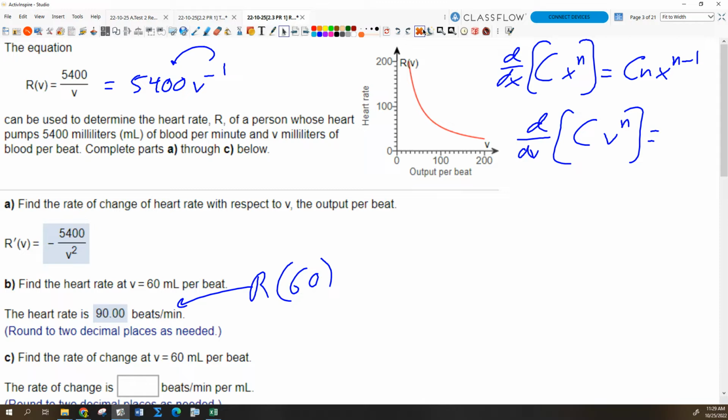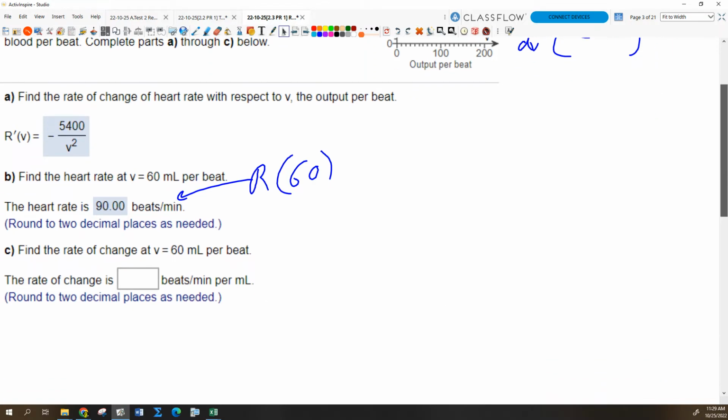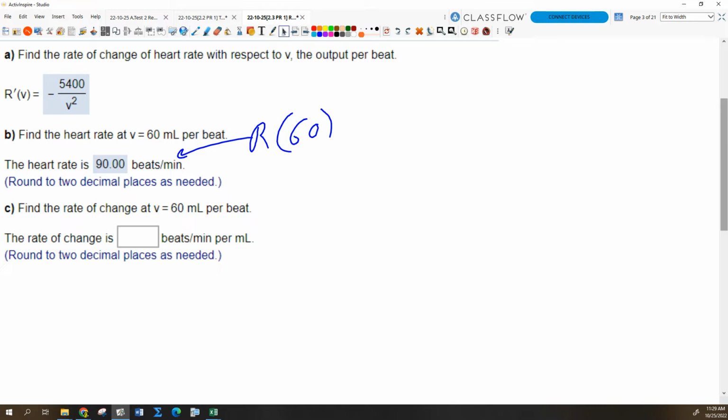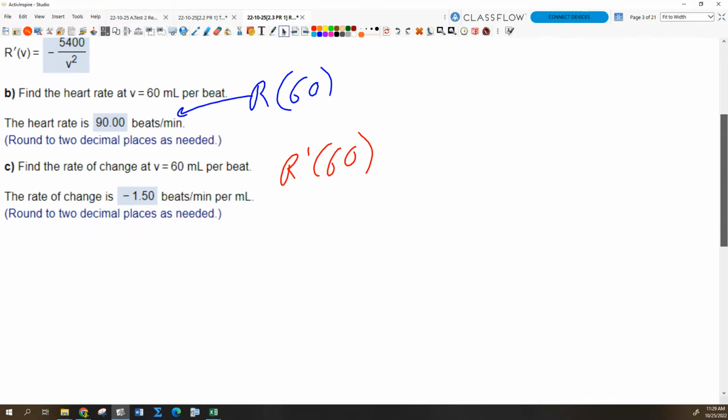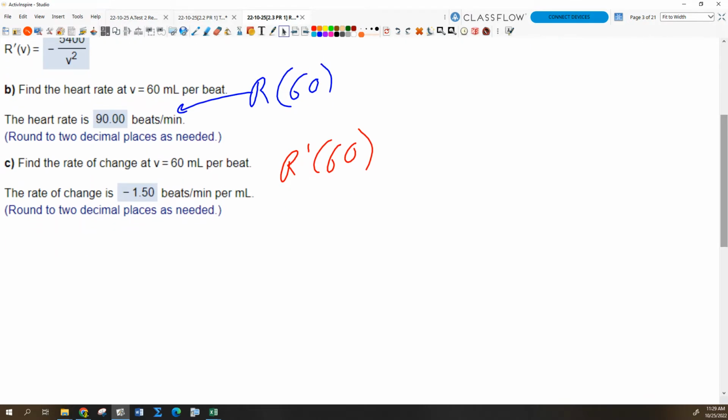Okay, good. Find the rate of change. Now we're talking derivative. Immediately we know we're talking about a derivative. Find the rate of change at V equals 60. So how am I going to find that one? Yeah, that's R prime of 60. And if I plug 60 into that function, I'm just going to get something like negative 1.5.